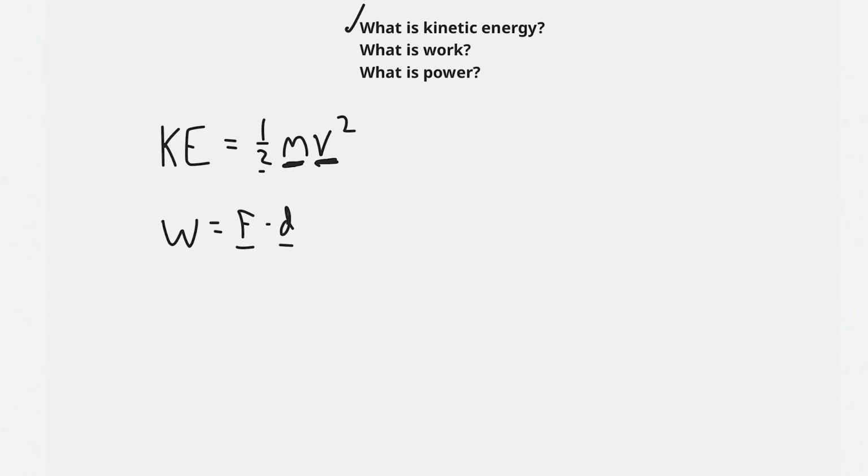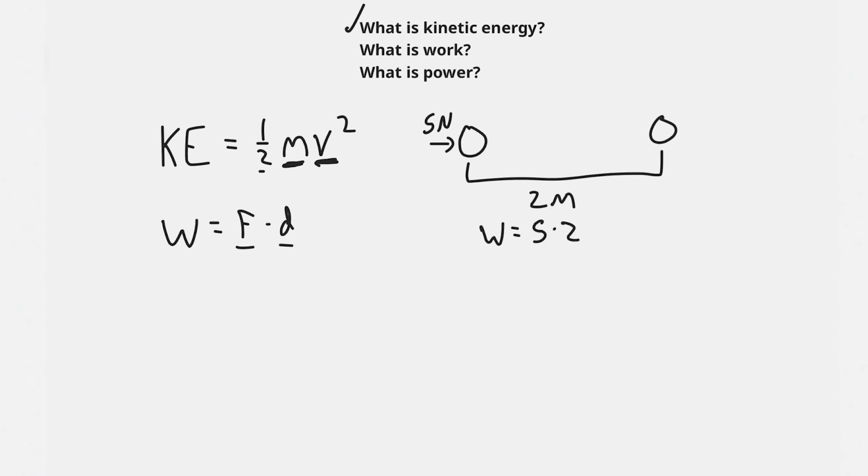Now let's look at an example. Let's say we have a ball and we apply a force of 5 newtons to this ball. We continue to push the ball for a distance of 2 meters. We can use our work equation to do the force of 5 newtons times the distance that force is applied, which is 2 meters, to get a total of 10, and the unit is joules. We transferred 10 joules of energy to that ball.